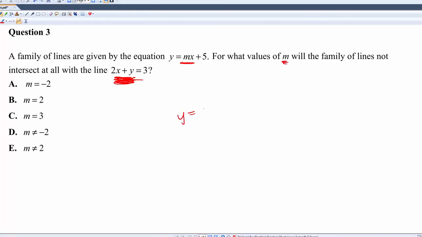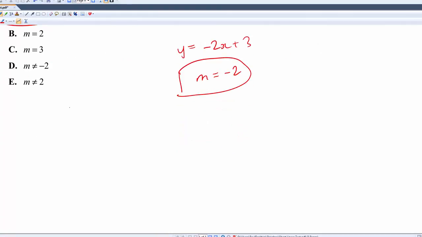So let's transpose. y = -2x + 3. The gradient of that is m = -2. So that's when this is -2. Okay, when m is -2 over here, it won't intersect. So it's that answer there.